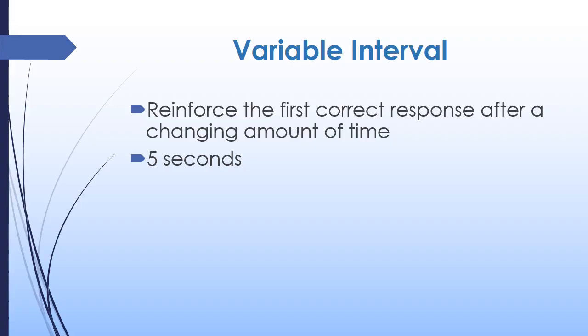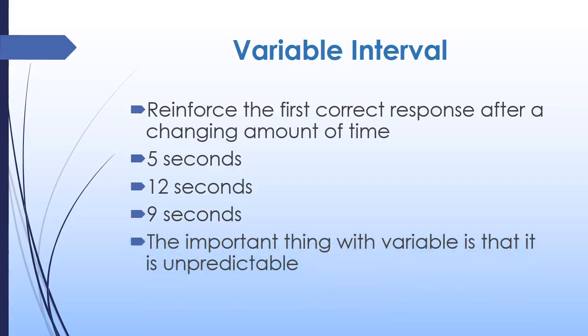So since it's variable, it can't be 5 seconds. It's got to be a different amount of time. So let's say 12 seconds. Again, it doesn't matter what that rat does in those 12 seconds. He doesn't get reinforced until the first time he presses the bar after 12 seconds is up. Then he gets reinforced, then you start timing again, and let's say 9 seconds this time. The important thing about variable is that it is unpredictable. You would not want to do 5, 10, 15, 20 because that gets predictable. You want it to be completely unpredictable.